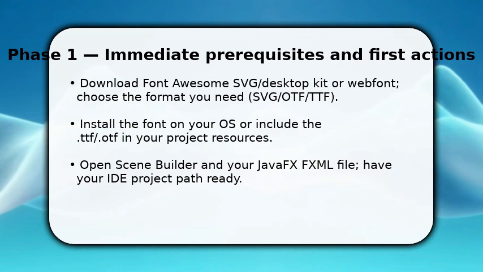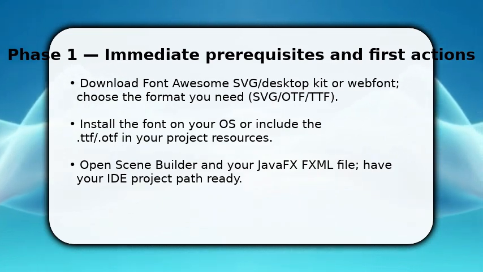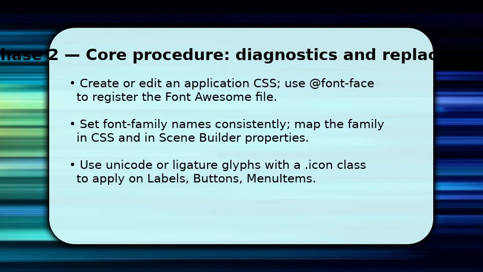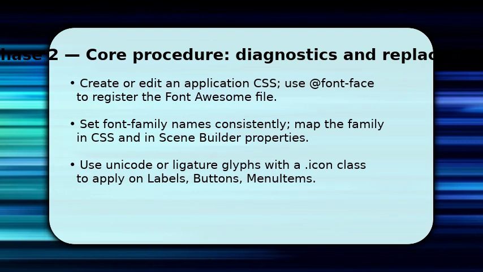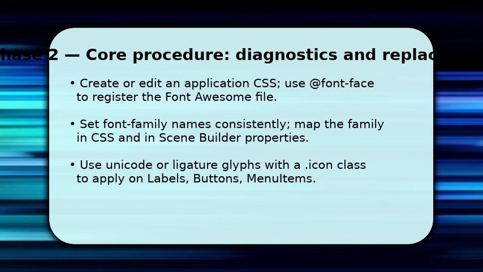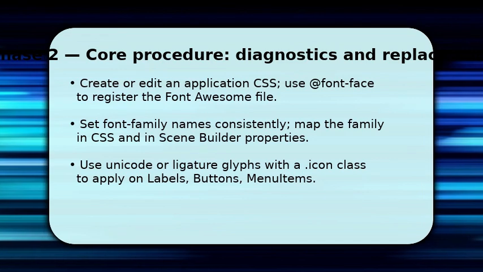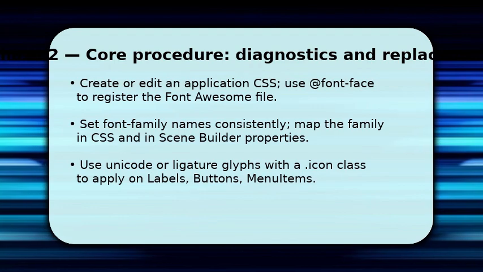Now move to wiring the font into your UI controls. Next, register Font Awesome in your app stylesheet with its font face and a clear font family name, because Scene Builder reads stylesheets for previews. Point the src URL to the resource path inside your project. Relative paths are safest. Define an icon class that sets font family, size, and baseline. Then, assign that CSS file to the fxml root in Scene Builder so previews show icons. Make sure to use the correct Unicode glyph or ligature string, otherwise the glyph won't render.